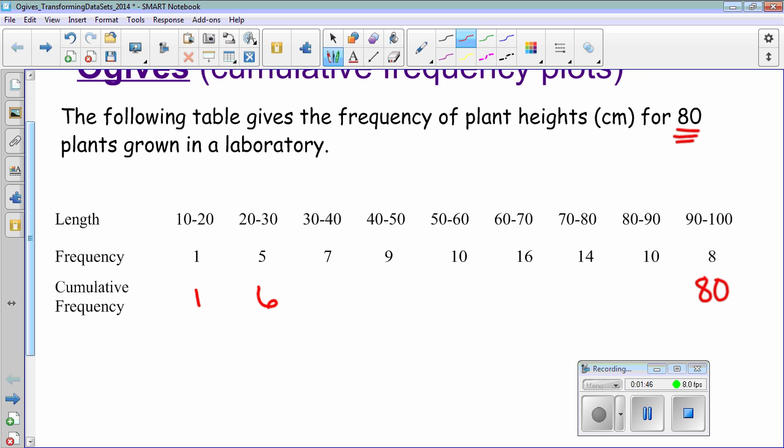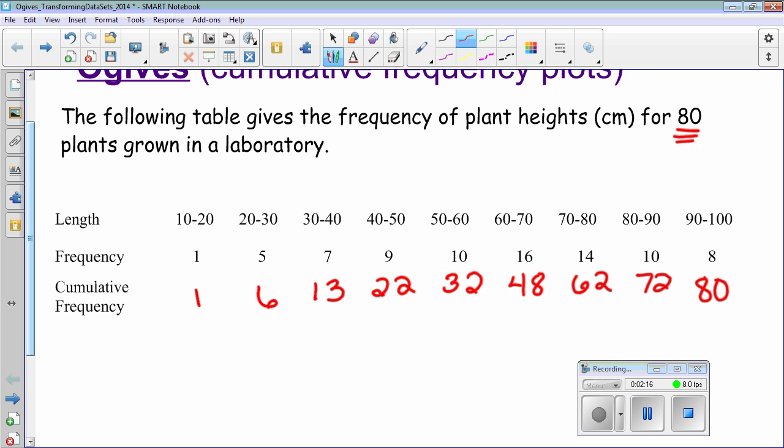At this point, we have 7 more plants to add to our cumulative frequency. So 6 plus 7 is 13. 13 and 9, we have 9 more. 22. Okay. 48, 62, 72. Oh, and good, 72 plus 8 is 80. So it worked, okay? You're basically calculating the cumulative frequency.